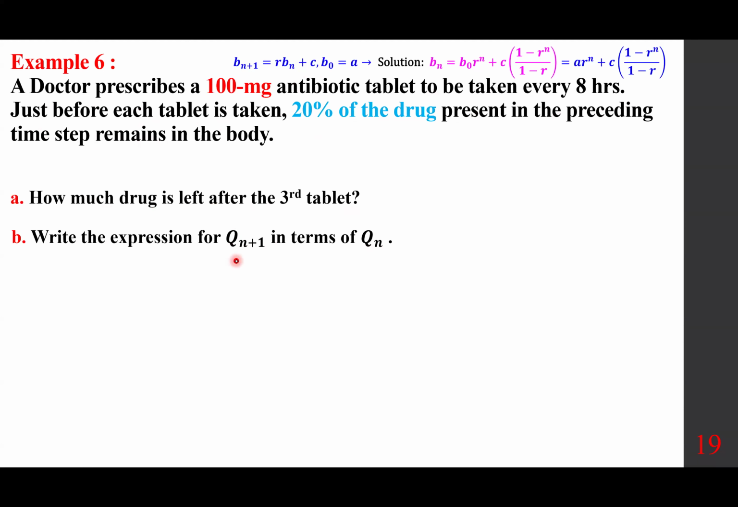Now let's read and write the given. So a doctor prescribes 100 milligrams of antibiotic every 8 hours. That means 100 milligrams after 8 hours, again and again. So this is the lowercase c, 100. We are dealing with a patient, so Q sub 0 equals A equals 0. What is left in the body? 20% remains. So that's R. You don't have to do anything to that.